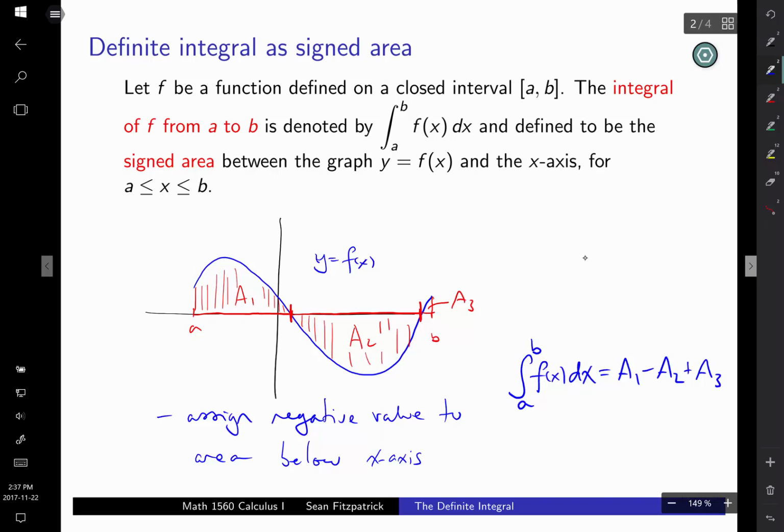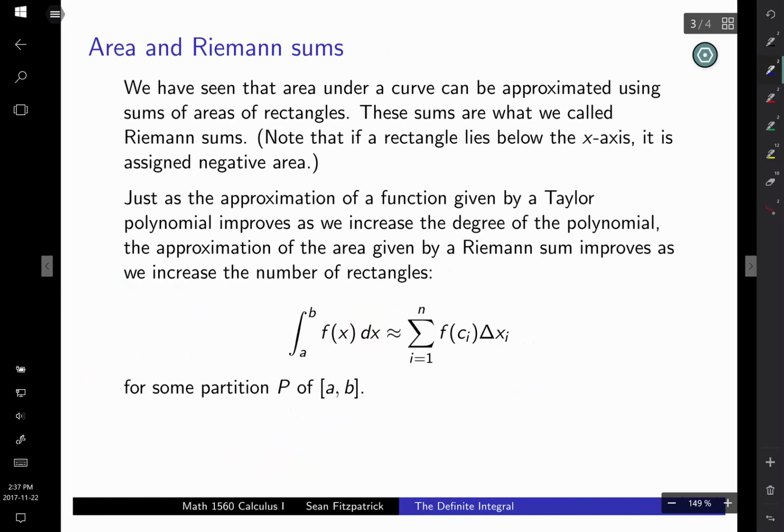Or even with approximations. We want some way of actually getting some numbers out. If we know the function, how do we calculate this A1, A2, A3? How do we get some idea? Well, we know that we can approximate those areas using Riemann sums, right? We can use these approximating rectangles. So how did that work?